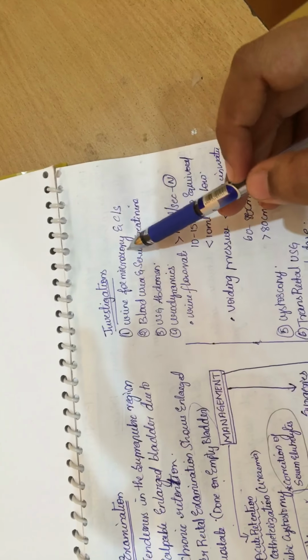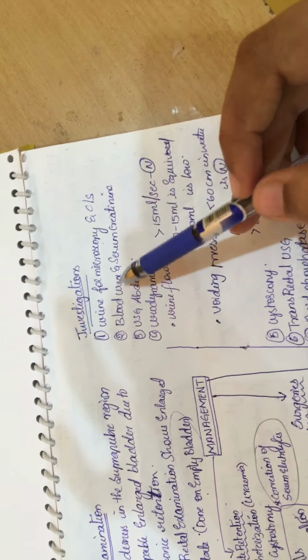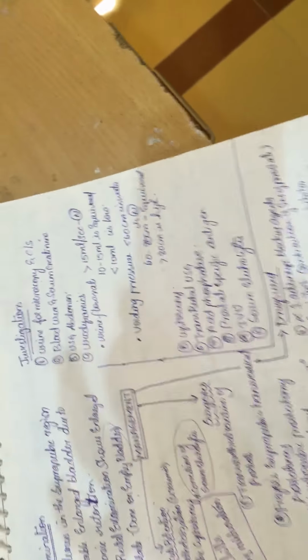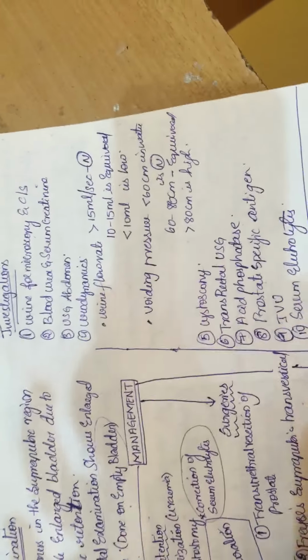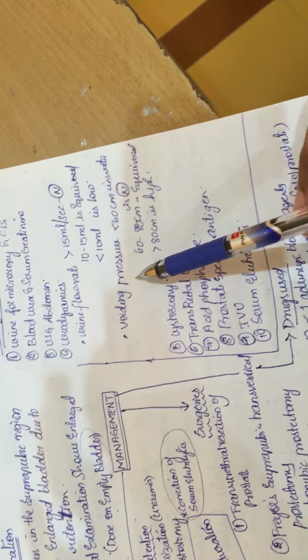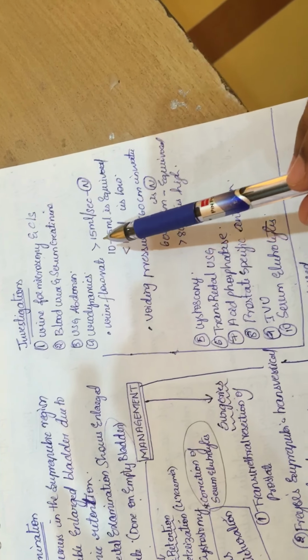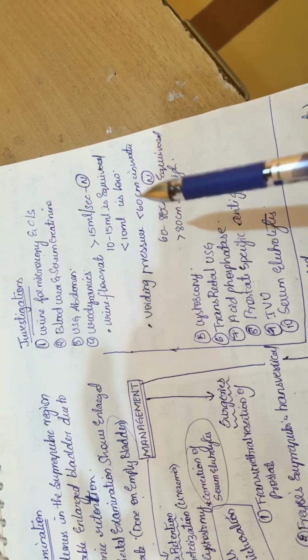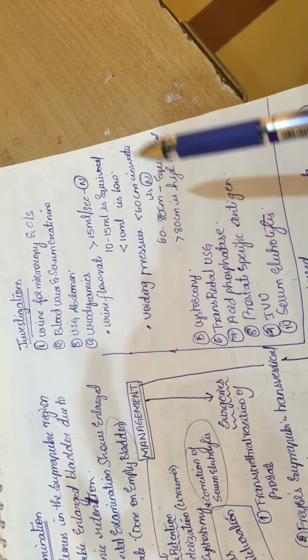Investigations: urine for microscopy, culture and sensitivity, blood urea and serum creatinine, ultrasound abdomen and urodynamics. In urodynamics, we have to measure urine flow rate and voiding pressure. Urine flow rate greater than 15 ml per second is normal, 10 to 15 ml is equivocal, and less than 10 ml is low.